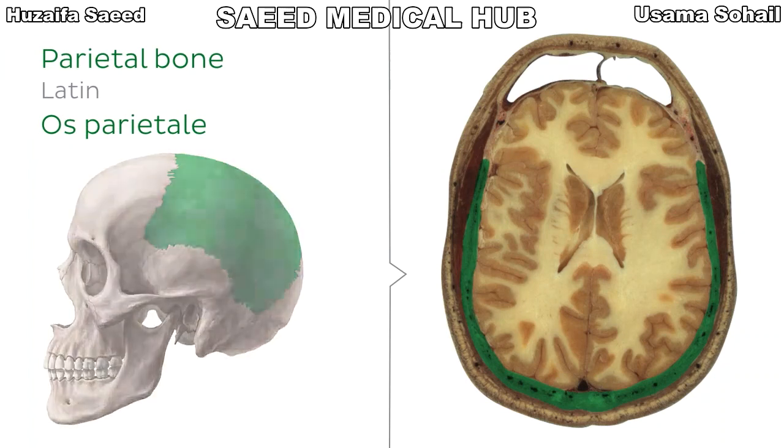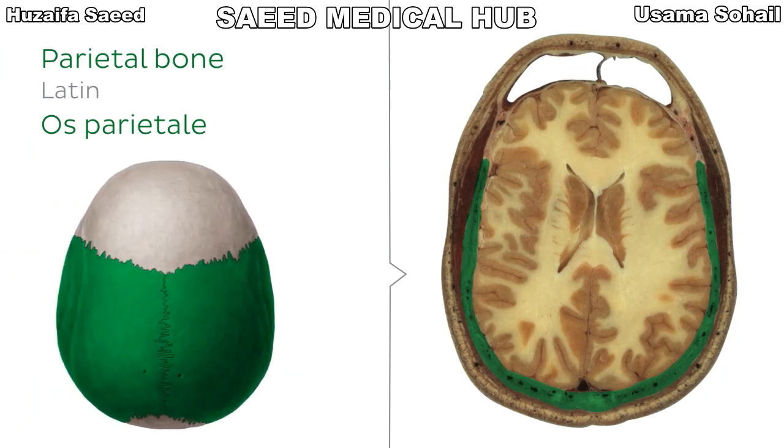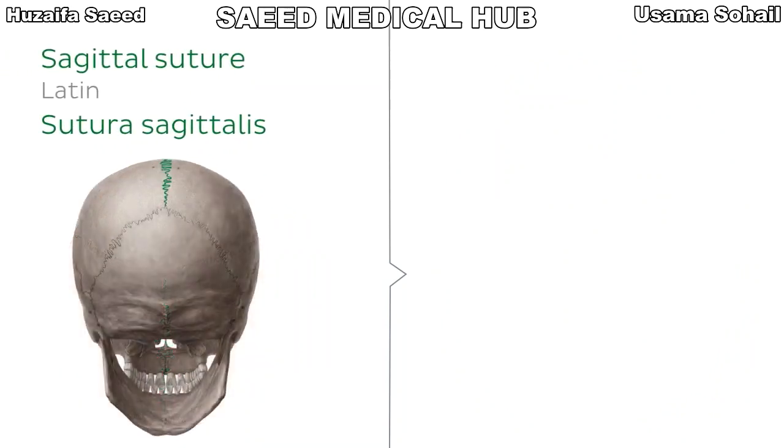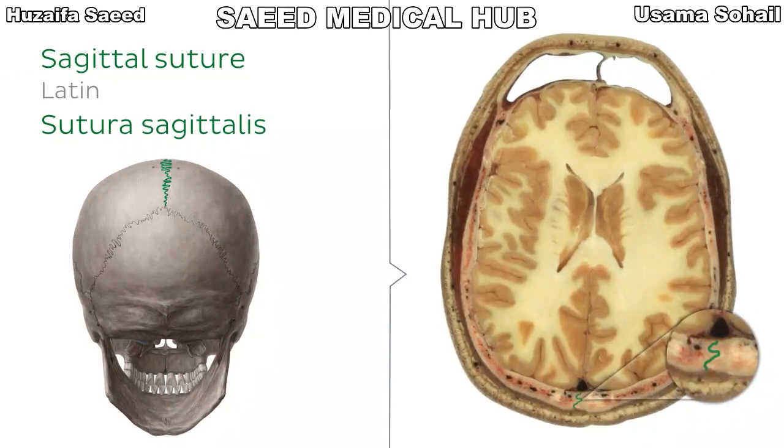The parietal bones, one on each side, make up a large part of the neurocranium. The two parietal bones meet in the midline of the skull, and the suture at which they meet is called the sagittal suture. And we can see this suture highlighted in green at the posterior aspect of the cross-sectional image.